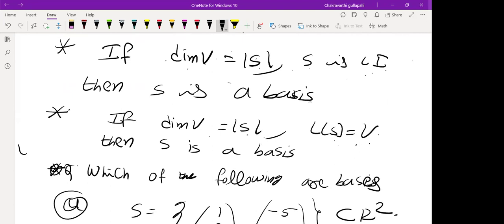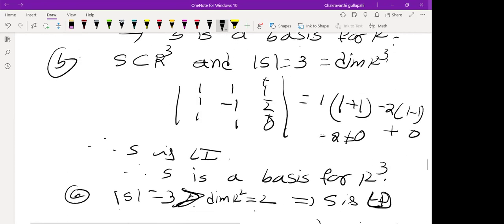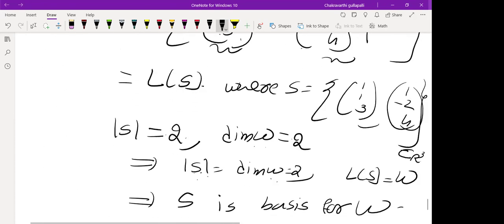Whenever they are coincident, and independent, if the dimensions are equal, then L of S equal to V, so S is a basis for V. We will see this application here. So if it is spanning, then in that case automatically we can say it's a basis. You need not check independence because of that.